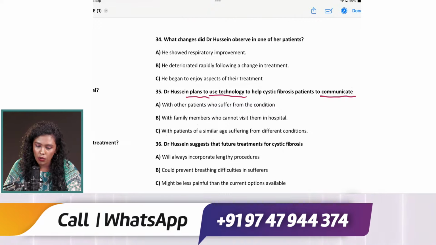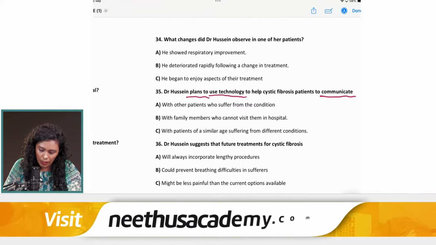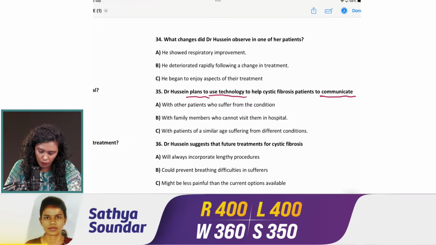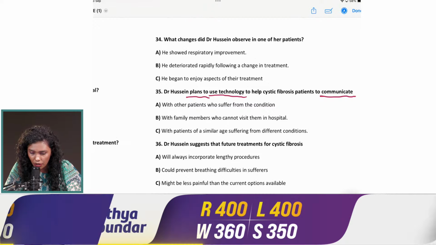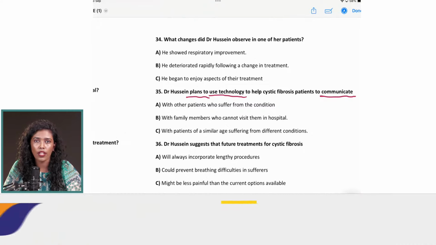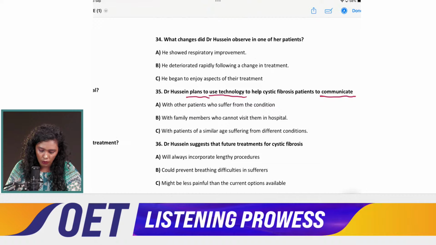So how do you approach this question? You can try to pay attention to any plans or strategies involving the technology. Along with that, you can listen for who the patients will be communicating with. You have already mentioned in the question that the communication can happen with the family members. It is mentioned that it can be helping similar age. So you can try to find out what exactly they are trying to focus on.